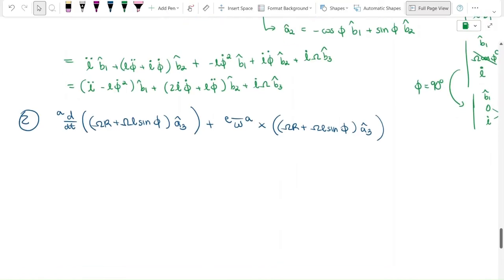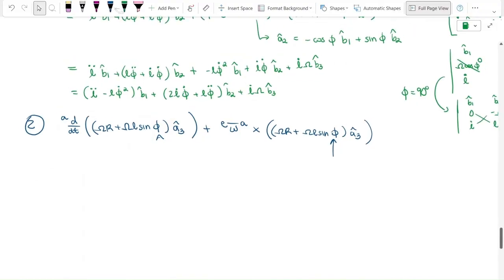No, we cannot plug in phi equals 90 degrees here because we still have to take the derivative. But we can do it here because we're just taking cross products, which doesn't have any derivatives in it. So we can't plug in phi equals 90 degrees here. But anyways, first we take the time derivative of this, which just becomes phi dot r. Remember, r is a constant because the fork is not expanding or contracting. So the distance stays constant.